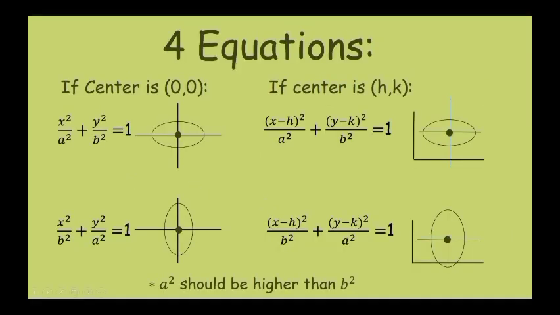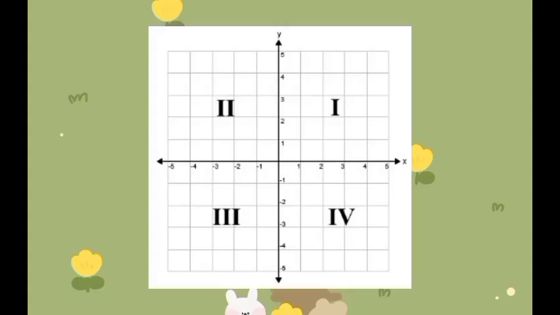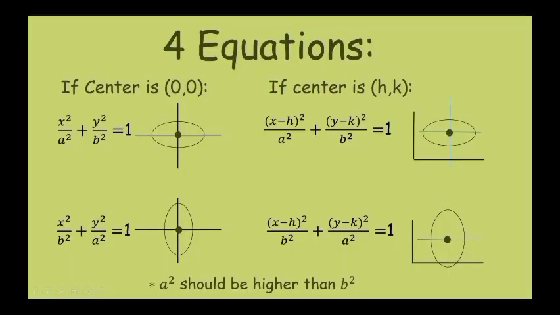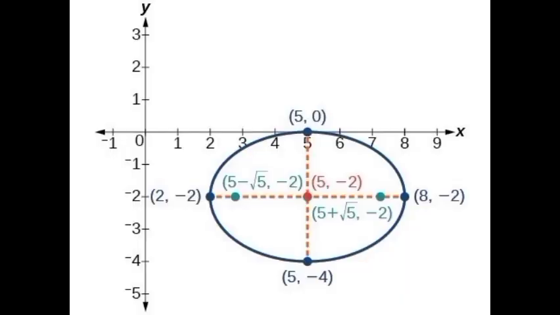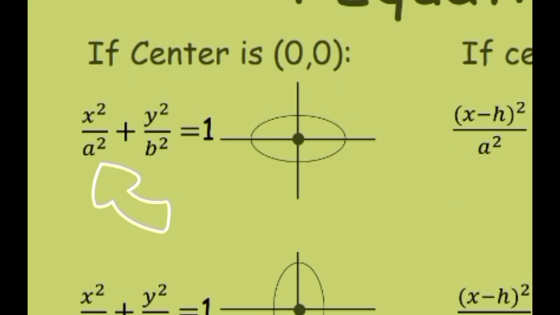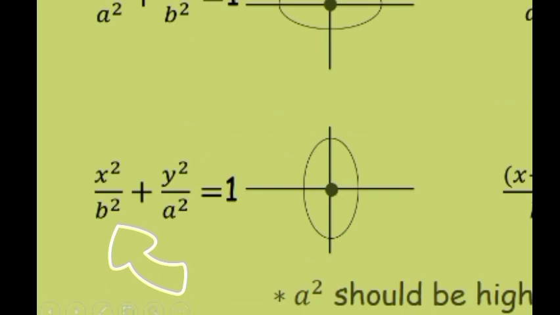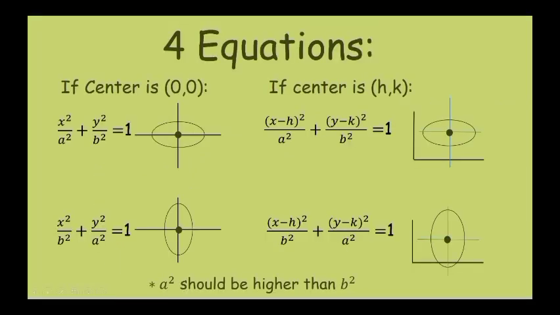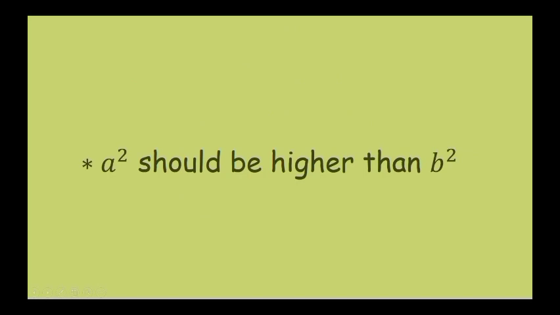Meanwhile, if the center is on h and k, it means that the center can be anywhere except the origin. It can be on quadrant 1, 2, 3, or 4. And since it's not on the origin, you will make a new coordinate plane, just like this or this. Another thing, if a squared comes first before b squared, the graph will be horizontal. But if b squared comes first before a squared, then the graph will be vertical. And remember, a squared should be higher than b squared.